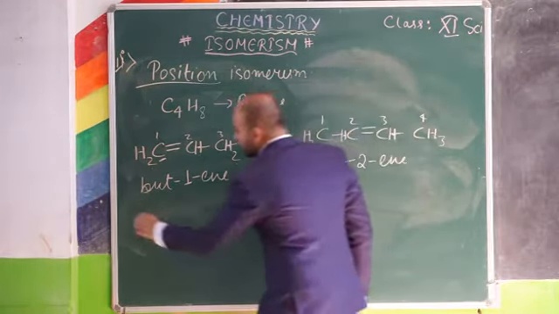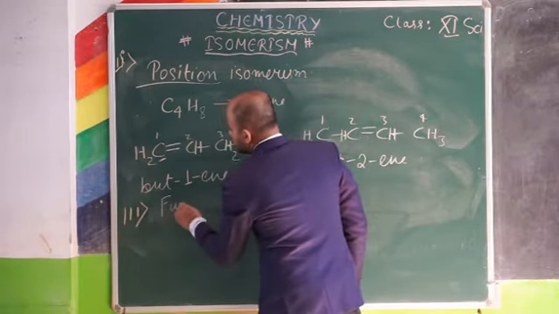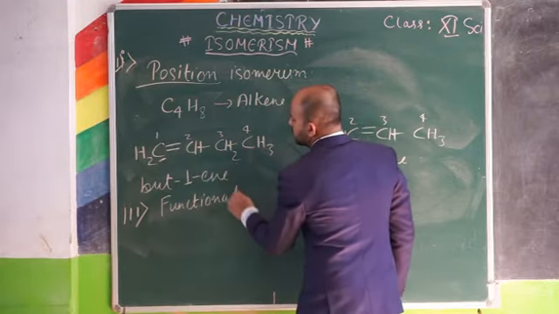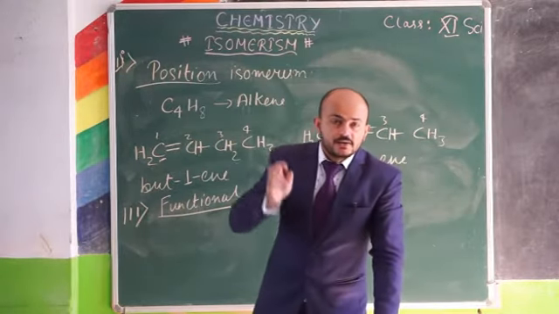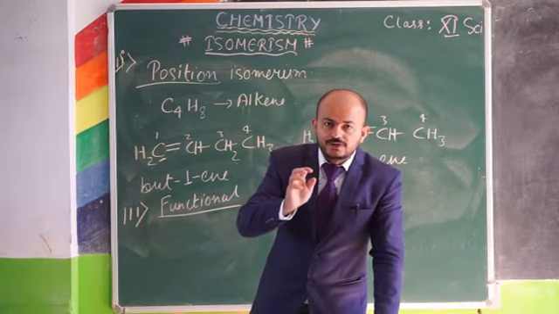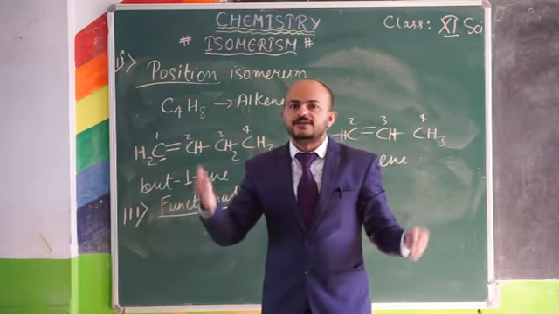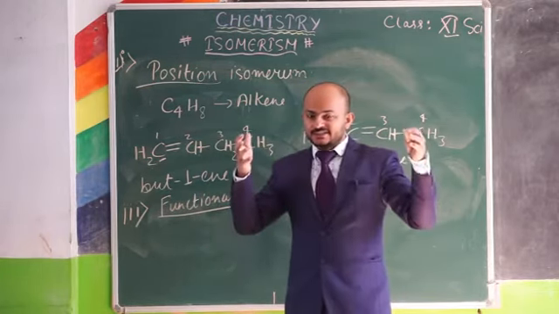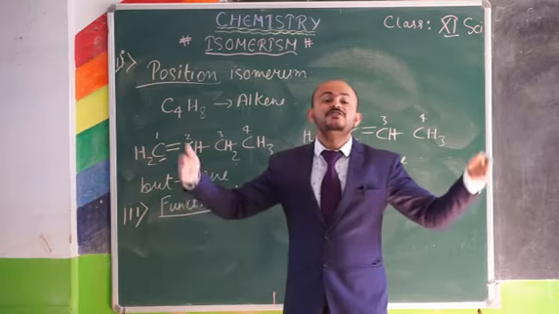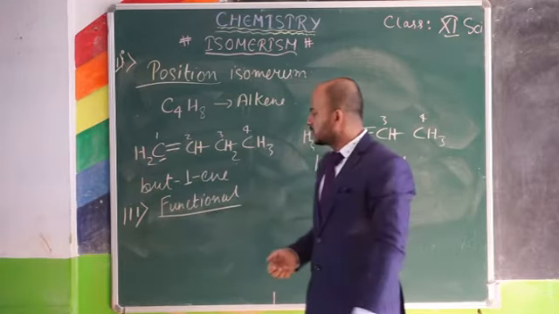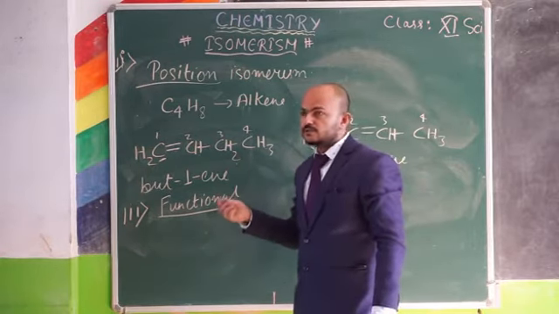Now let's discuss the next type of isomerism, that is functional isomerism. In functional isomerism, with the same molecular formula, we can have two different compounds with different functional groups. Such compounds where from the same molecular formula we can write two structures with two different functional groups are known as functional isomers, and this phenomenon is known as what? Functional isomerism. So let's take an example.